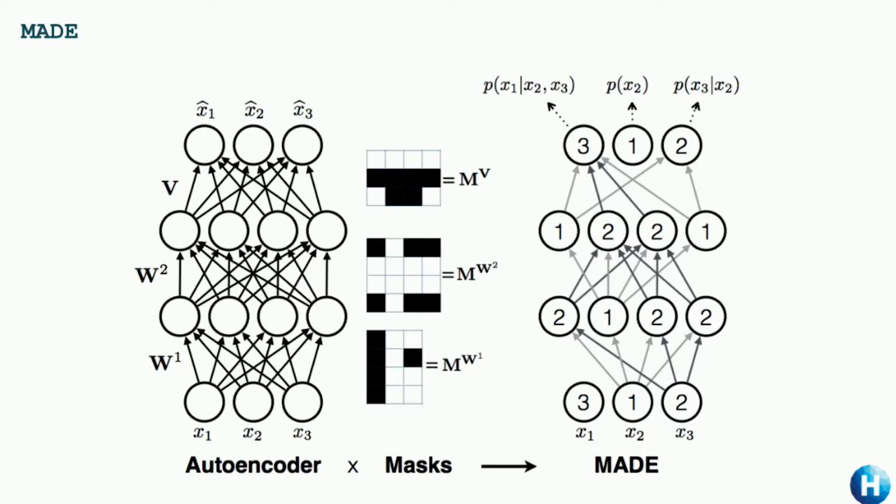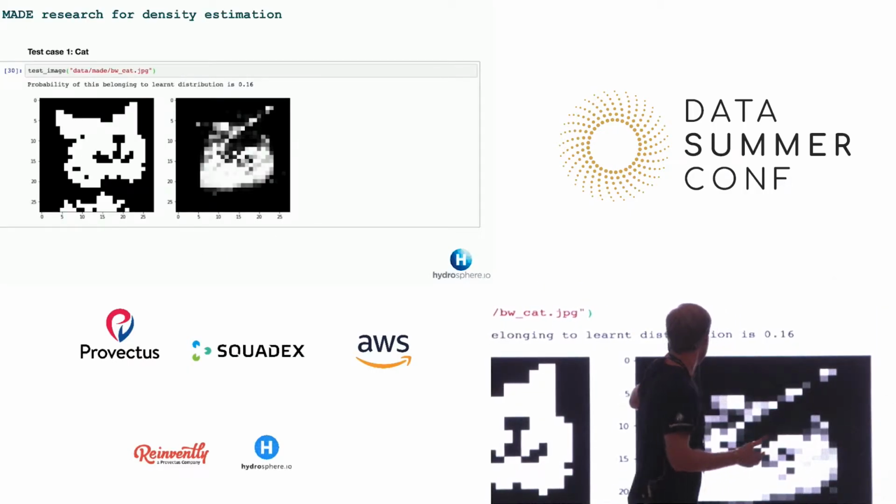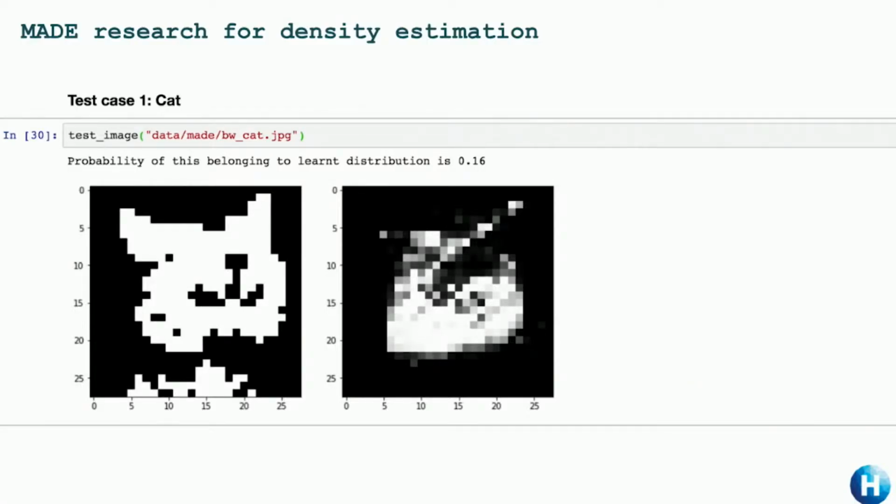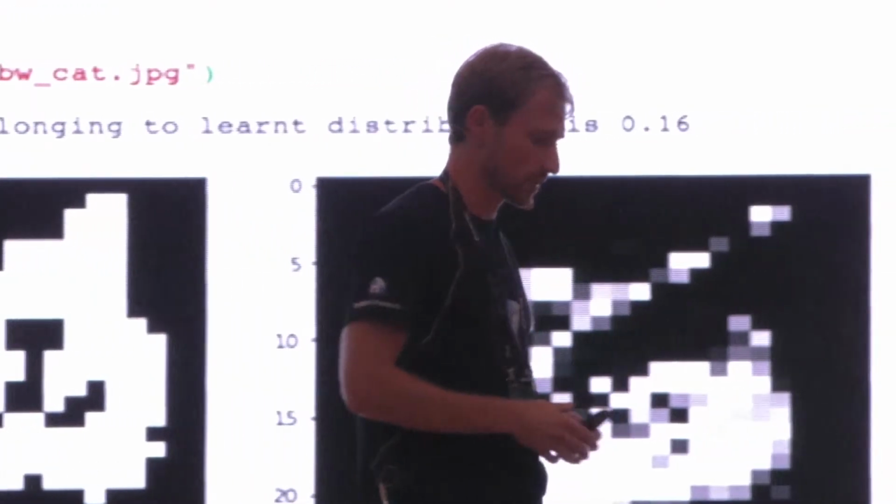And we can use that model to guess, for example, that a particular image belongs to the distribution we knew before. You can think about that like a Kolmogorov-Smirnov test in a multi-dimensional context. In this case, we trained our MADE model on the MNIST data set, and then we fed it a cat image, and it actually says the probability of belonging to the learned distribution is almost 0.